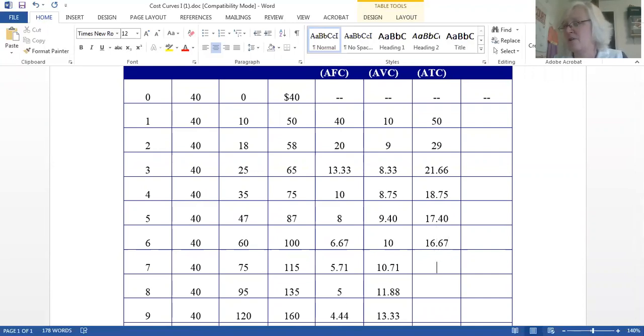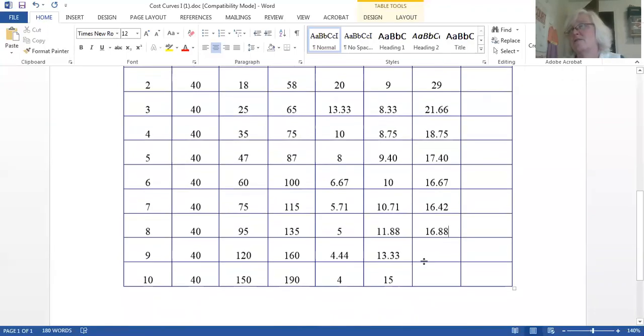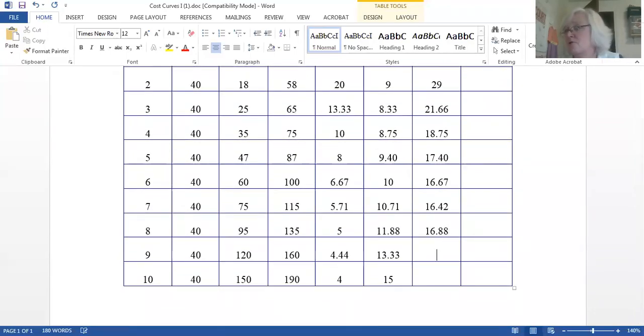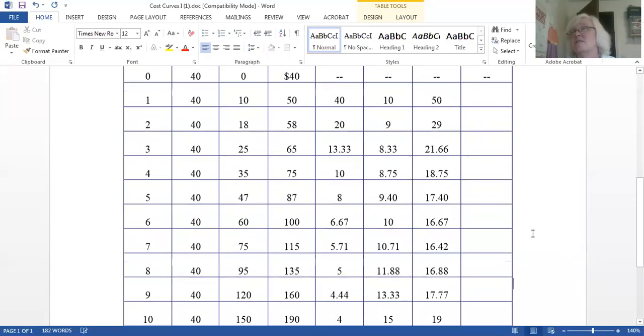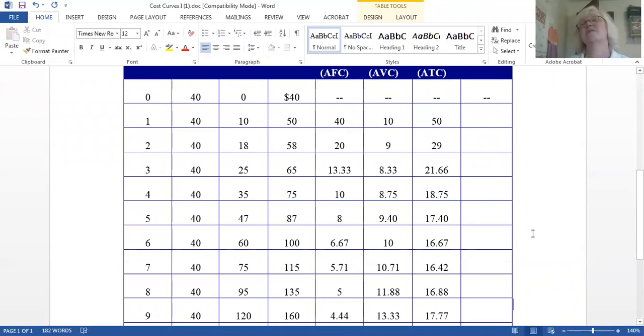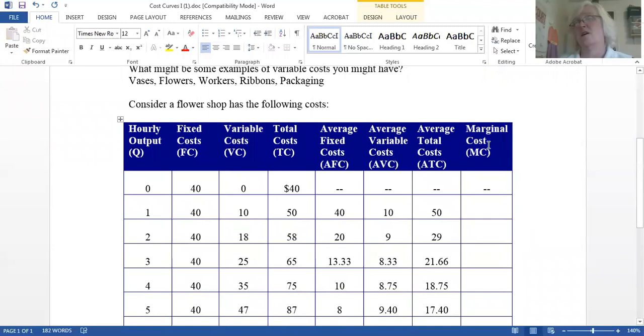All right, 5.71 and 10.71. That's going to be 16.42, isn't it? I believe so. Again, I'm not needing my divider. 16.88. See, I haven't used the calculator to divide because addition is simpler for me. 17.77. Isn't that interesting? And then this one is 19. So there we go. Look how fast we have filled in nearly all of the table just by understanding the basic relationships, okay? Now let's go to this marginal cost.